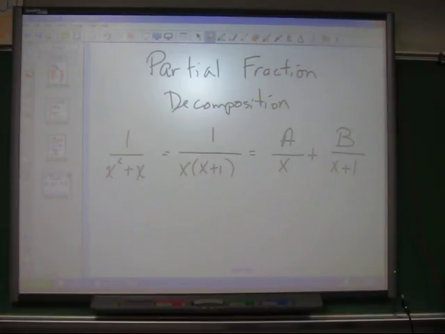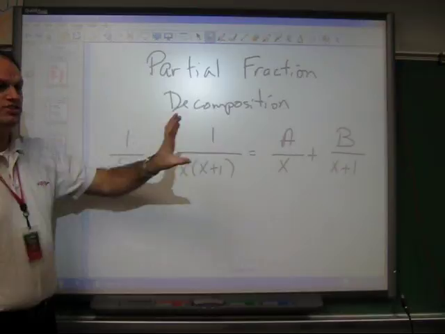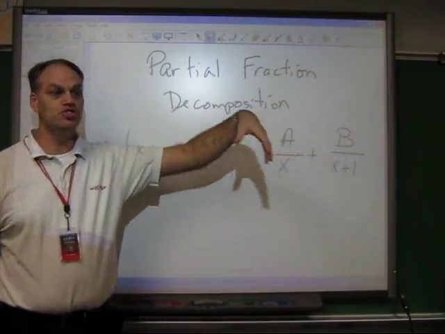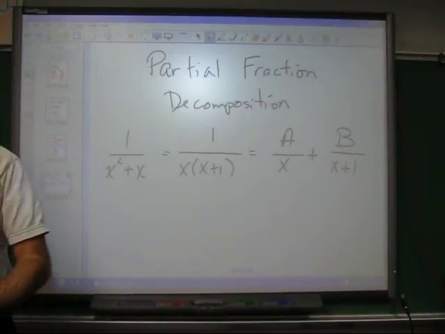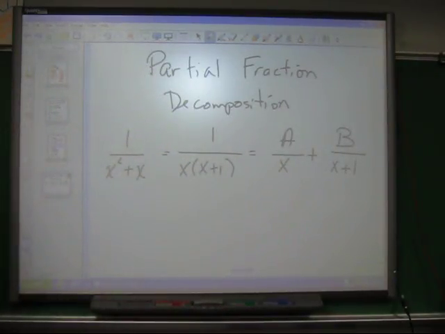How do you know which number to put A in? This is an arbitrary choice. We could have put A over x plus 1 and B over x, and we'd still end up with the right numbers. I'll show you how that works in a minute.